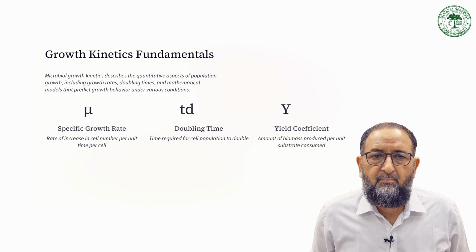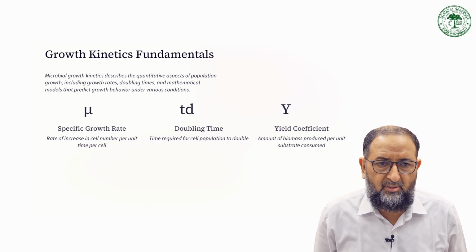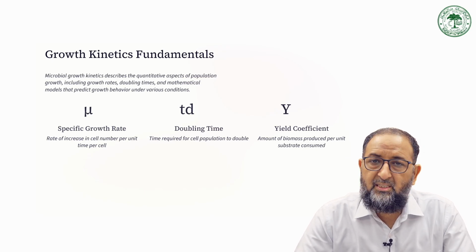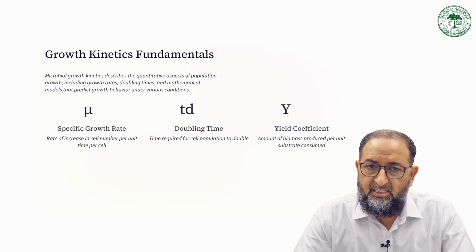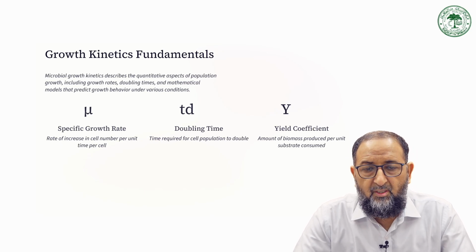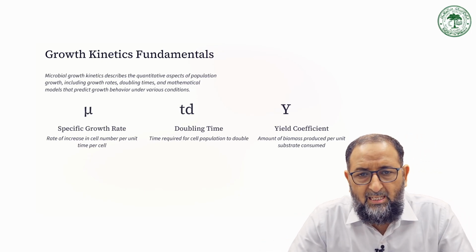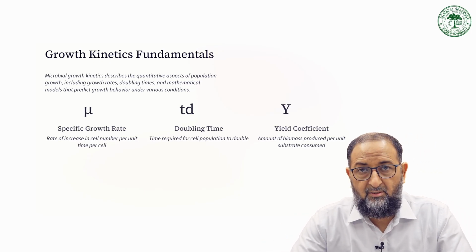Growth kinetics fundamentals means what are the different growth factors. For example, mu, we call the specific growth rate, the rate of increase in cell number per unit time per cell. Then we have TD, the doubling time. Doubling time means like 2 to 4 to 8, 16 and so on: the time required for a cell population to double. This is also called generation time in the growth curve.